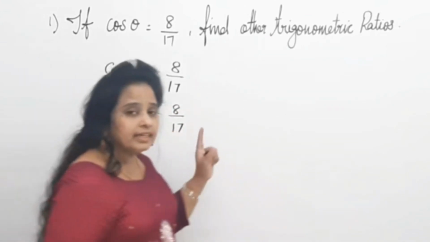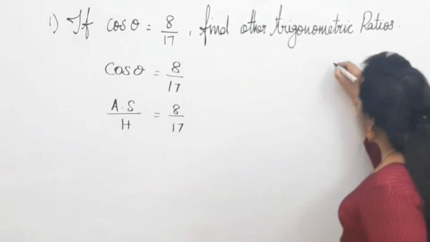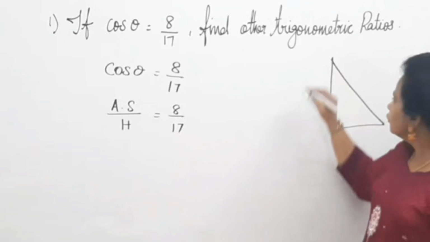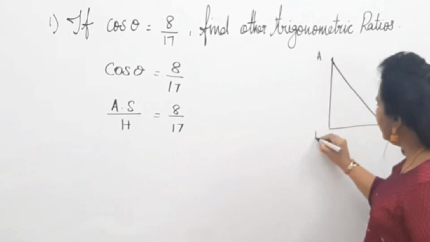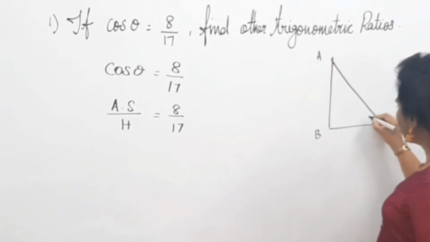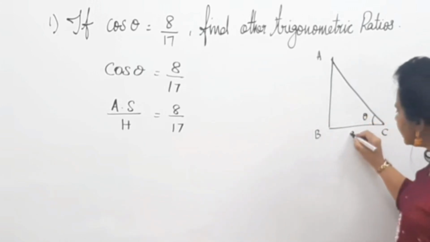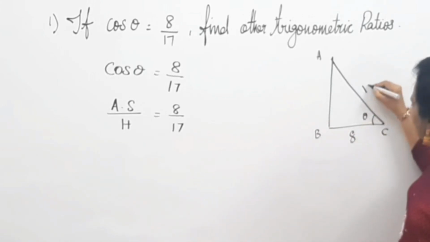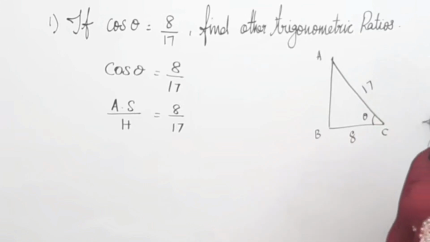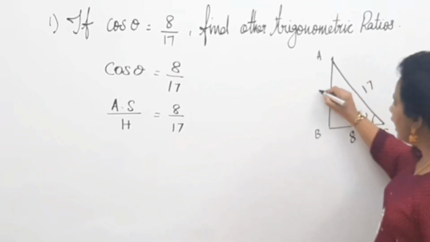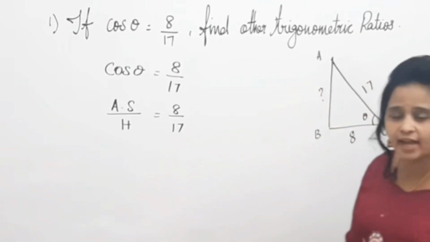Now, immediately the second step, you will go for drawing the diagram of the triangle. So, name this as A, B, C, and my theta is here. Now, the adjacent side of theta is 8 and my hypotenuse is 17. So, I got my adjacent side and my hypotenuse. I have to get my opposite side. Why?